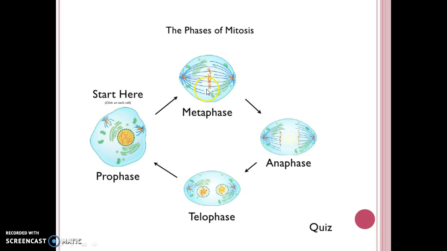Here we see metaphase. One of the key things you want to remember about metaphase is that the chromosomes line up in the middle. These blue lines represent spindle fibers. Anaphase, we can see that the chromatids are being pulled to opposite ends of the cell, and with telophase, we can see that nuclear envelopes are beginning to form, and you will eventually have two individual identical cells.